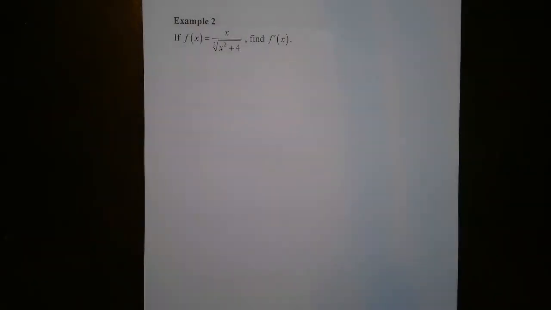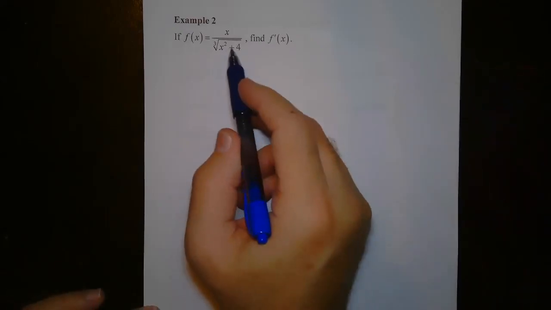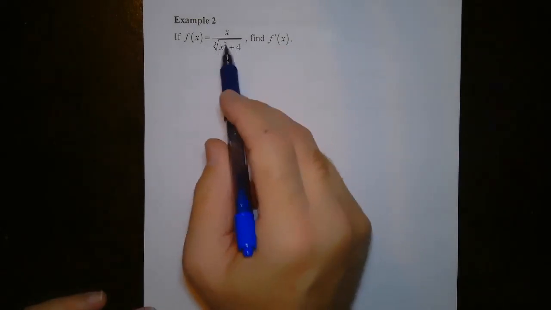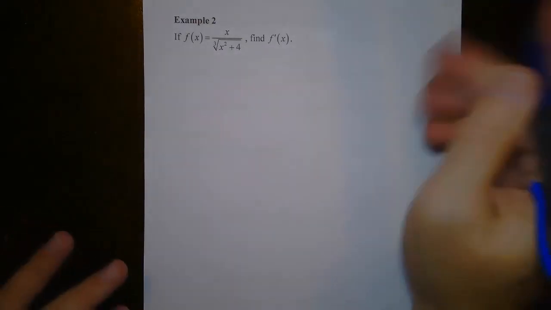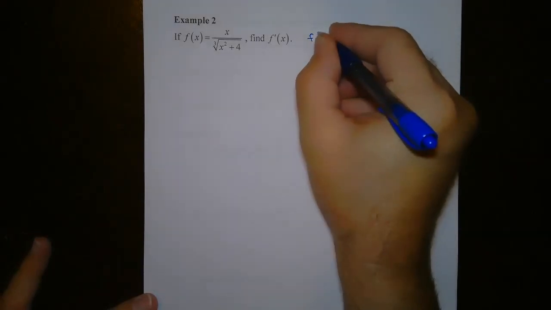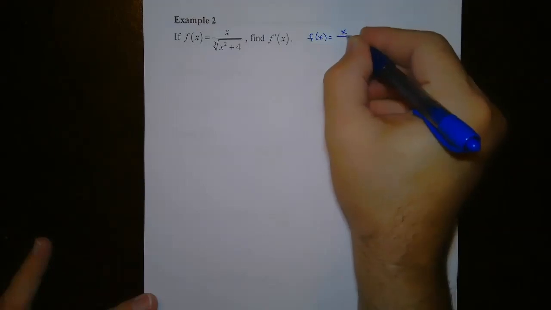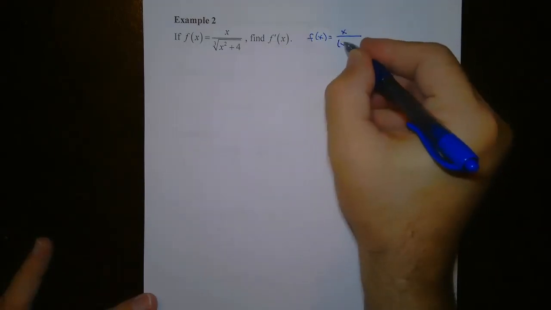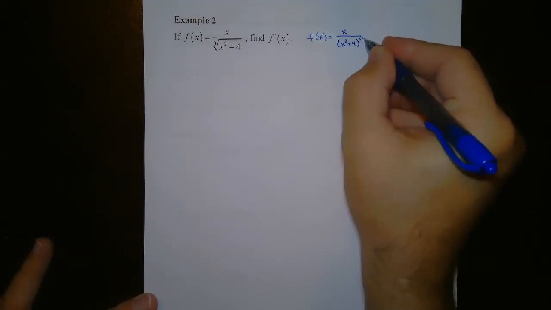So for this next problem, f of x is x over the cube root of x squared plus 4. Even before we try to do this, we need to rewrite it. There are a couple of ways we can do this, and I'm going to choose one. So f of x is equal to x over, and then the cube root becomes x squared plus 4 raised to the 1/3 power.